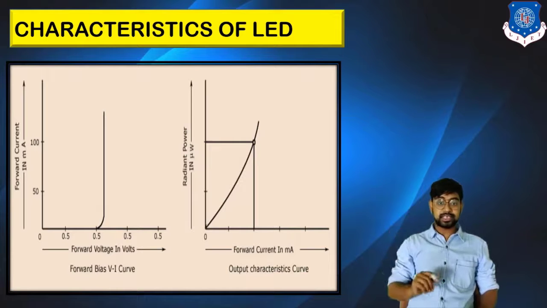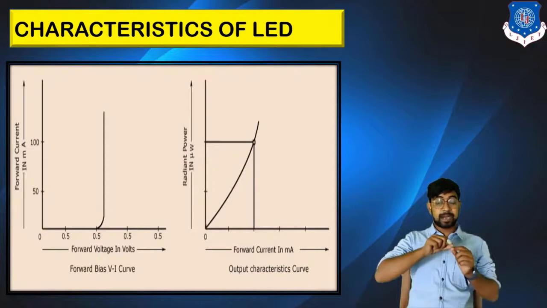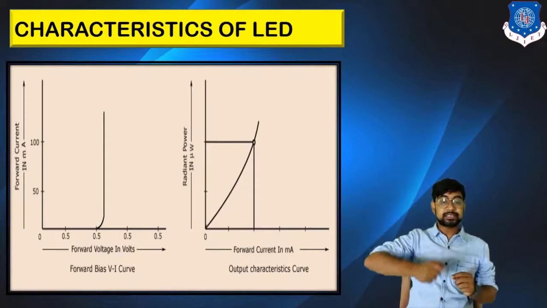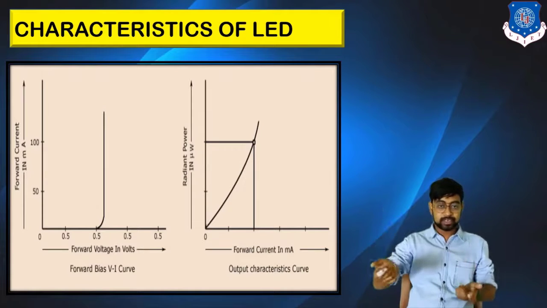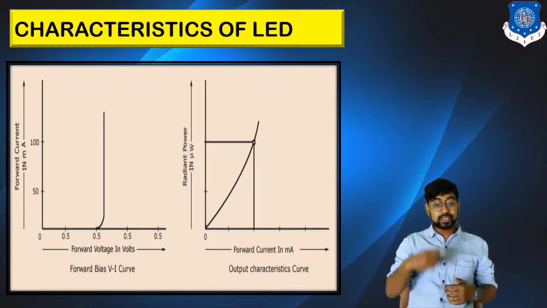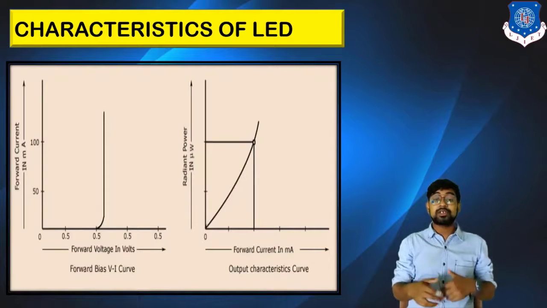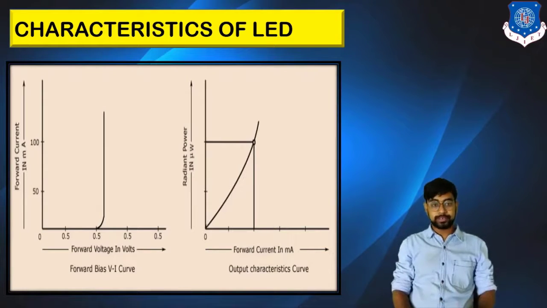But on the other side, you have the radiative power. As the conductivity of the LED increases in the forward bias, the radiant power, meaning the amount of photons released, will also increase. That is quite obvious. Why? Because the more transitions there are, the more photons will be generated. So that's the characteristics of LED.